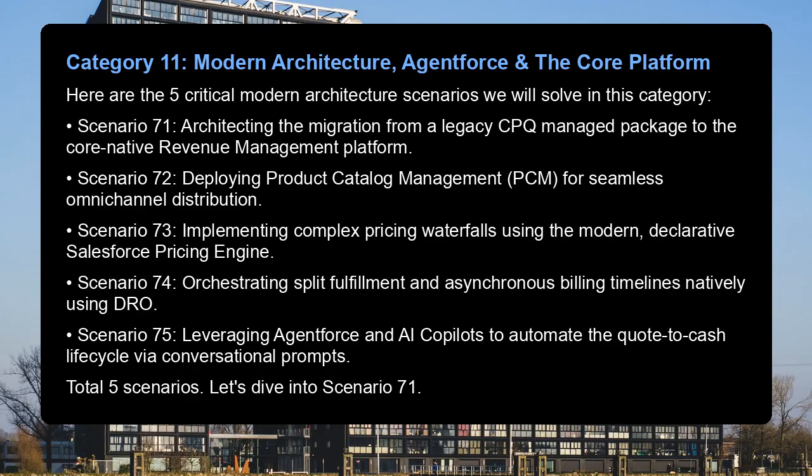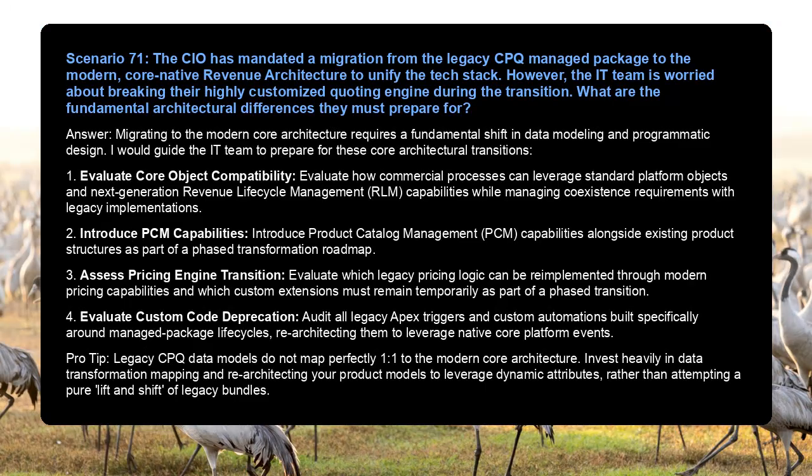Scenario 74. Orchestrating split fulfillment and asynchronous billing timelines natively using DRO. Scenario 75. Leveraging Agentforce and AI copilots to automate the quote-to-cash lifecycle via conversational prompts. Total 5 scenarios. Let's dive into Scenario 71. Scenario 71. The CIO has mandated a migration from the legacy CPQ managed package to the modern, core native revenue architecture to unify the tech stack. However, the IT team is worried about breaking their highly customized quoting engine during the transition.